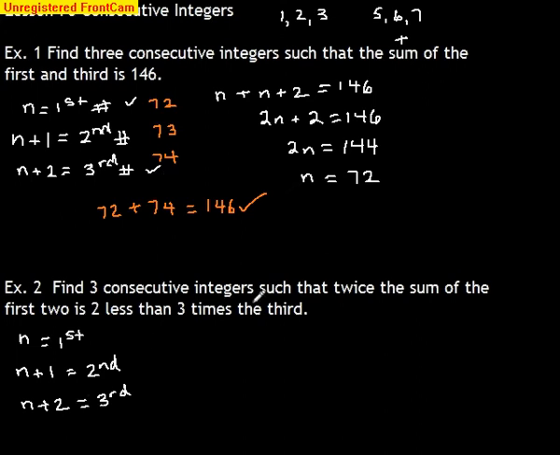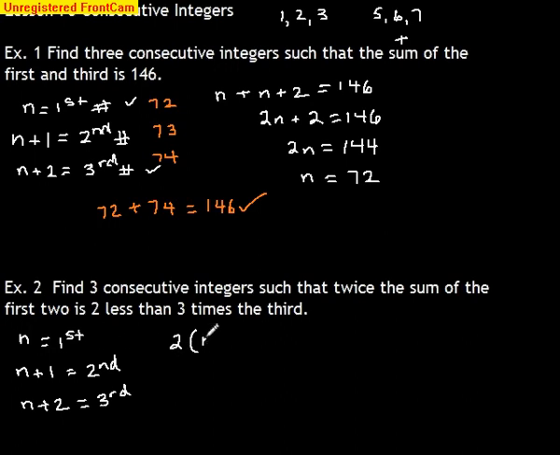So find three consecutive integers such that twice the sum of the first two. This is tricky. It's twice the sum of the first two. Here you need parentheses because it's twice a sum. So it says the first two. So here are the first two.